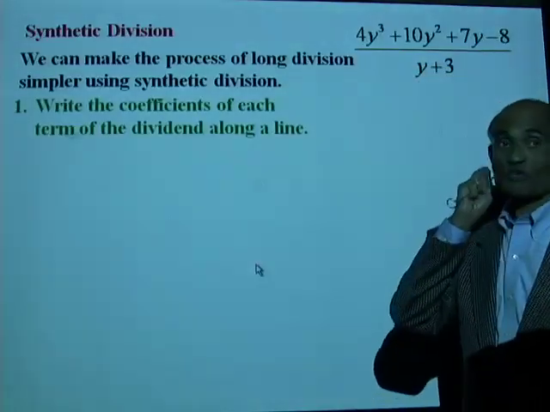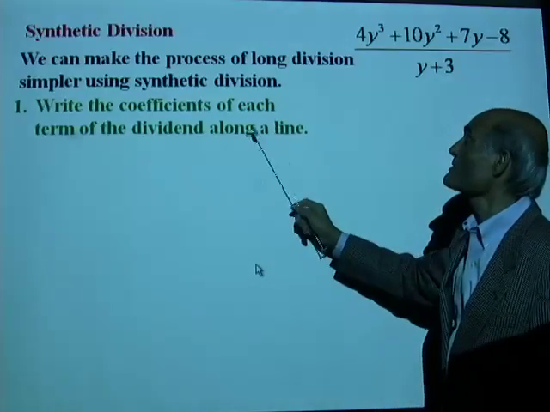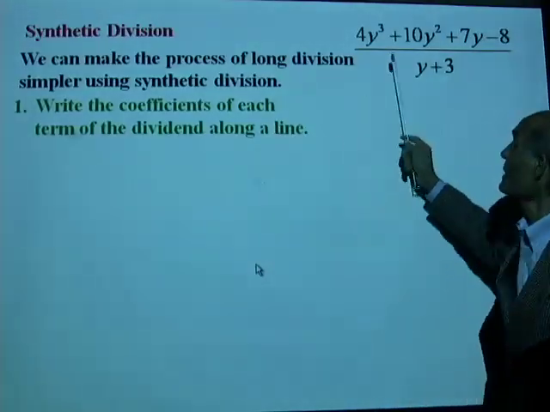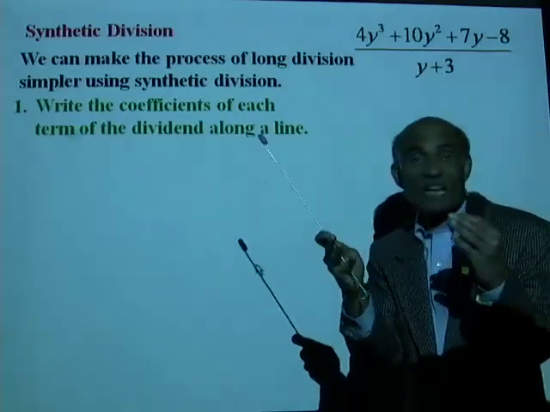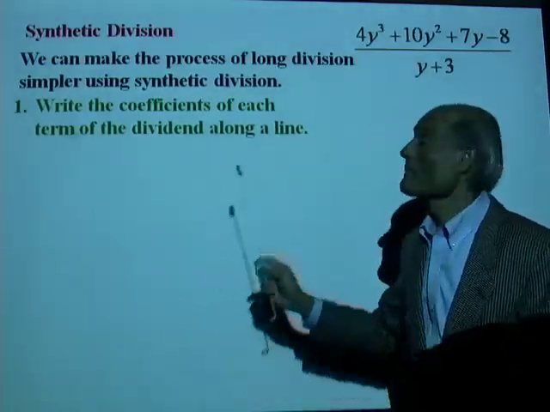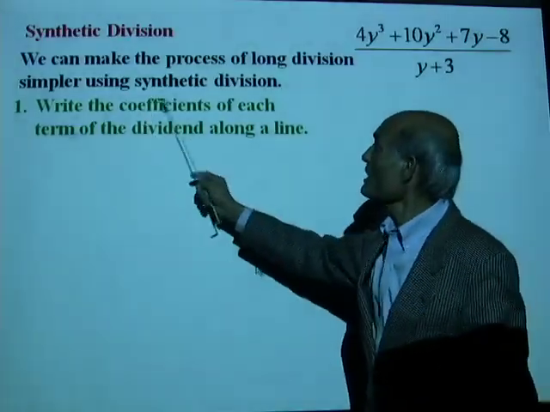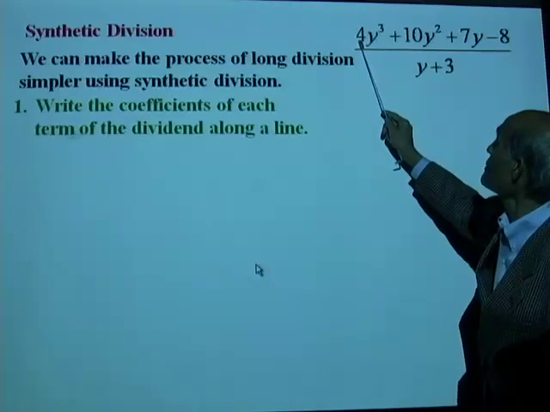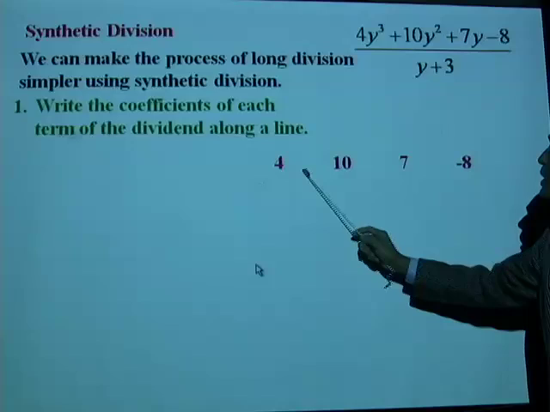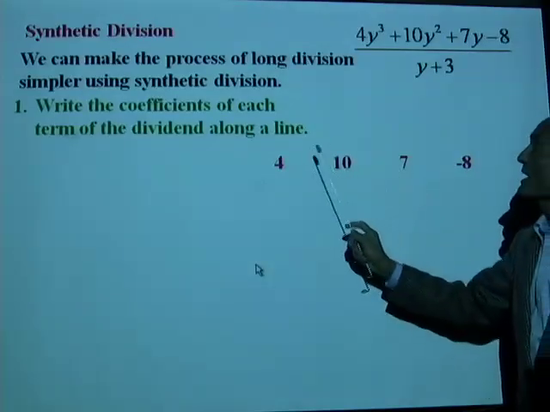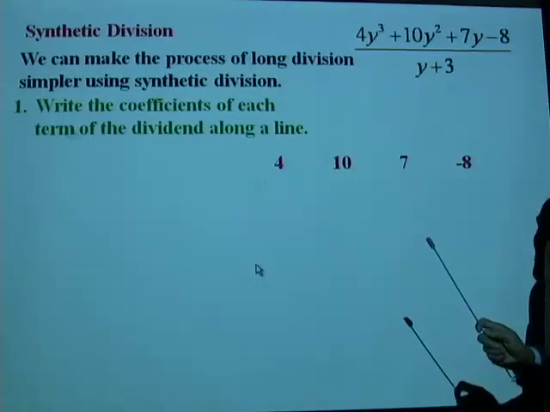All right, the first step, write the coefficients of each term of the dividend along a line. Now, this is the dividend, is that right? The quantity that is divided is the dividend. And y plus 3 is the divisor. So write the coefficients of each term, that is 4, 10, 7, negative 8 along a line. So I have the coefficients 4, 10, 7 and negative 8.